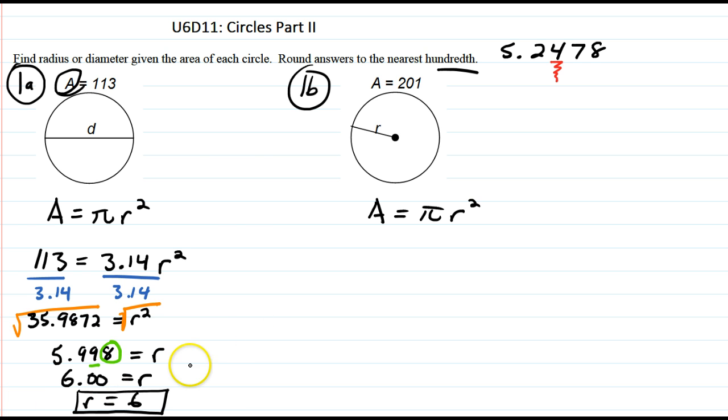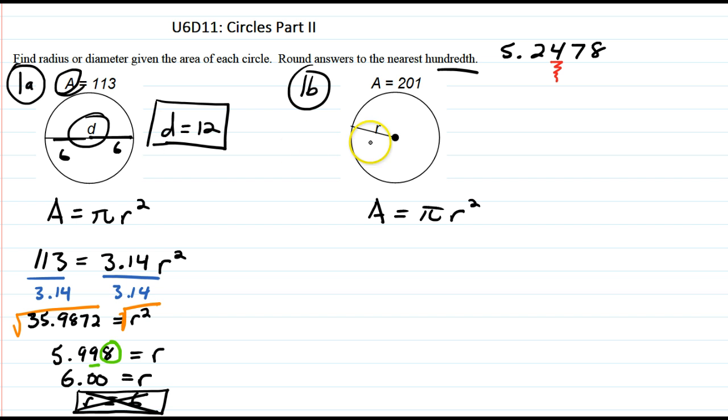Oh, hold on, I messed up. This here is looking for our diameter, so I don't want this. If my radius from here to here is 6, that means this piece over here is 6, so that means my diameter is 12. In your problem, you're just looking for a radius, so you don't have to worry about that extra step.